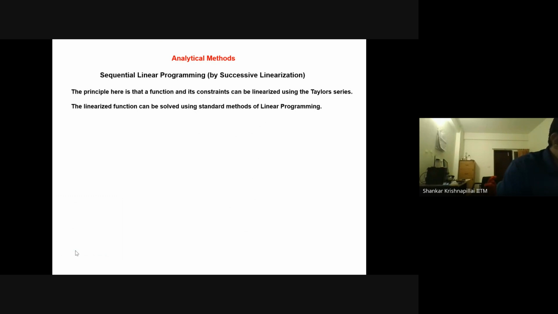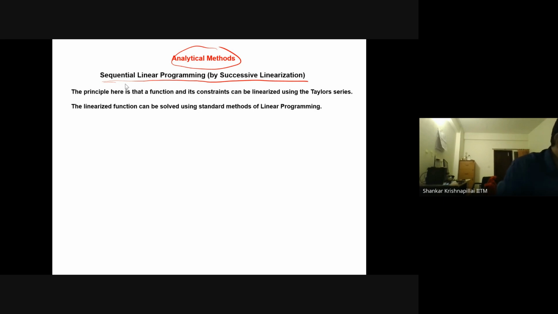Okay, so we start. In this class we look at two analytical methods to solve the constraint optimization problem. The first one is called sequential linear programming, and this is done by hand calculation. It may be asked in the exam. I mean, there's no second quiz. For the end semester exam, this might be asked because this is the type of problem you do by hand calculation. So, successive linear programming.